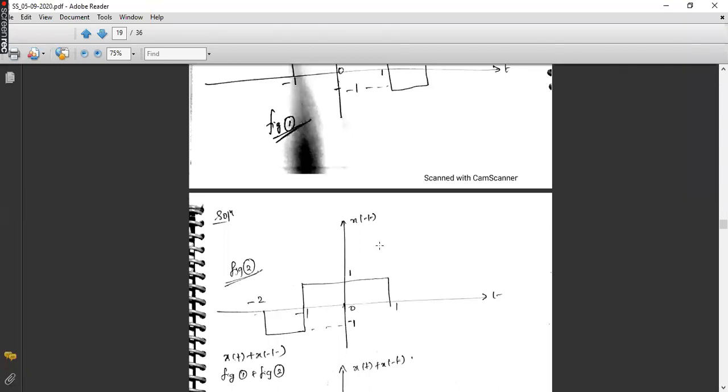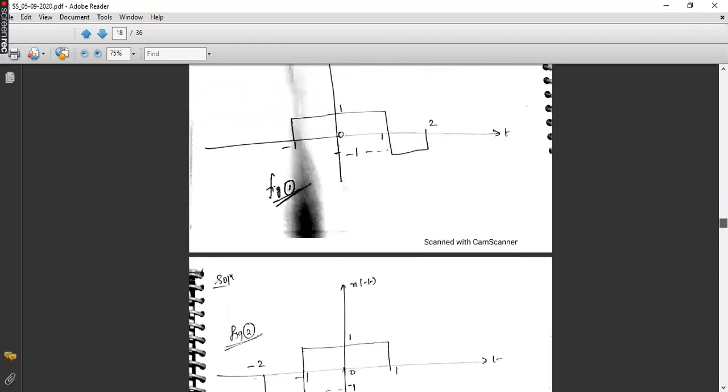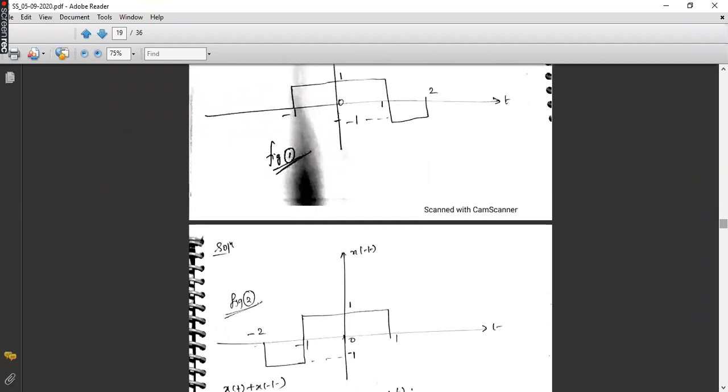From figure 2 itself, we can directly subtract figure 1 minus figure 2. So again, we start from the negative extremity. Do we have anything from minus 2 to minus 1? No, so it is 0. And during the same interval here, you have negative 1.